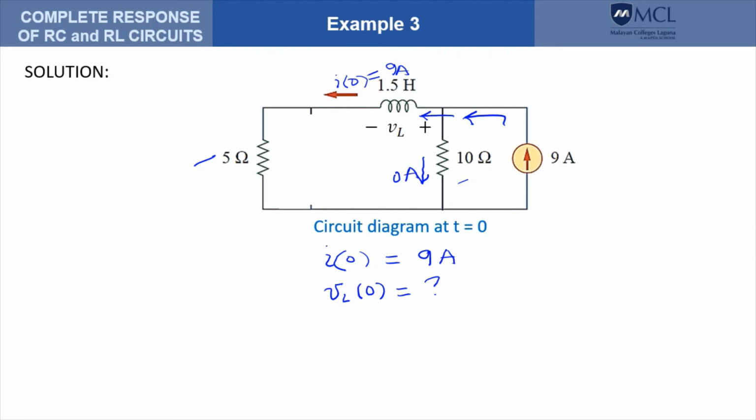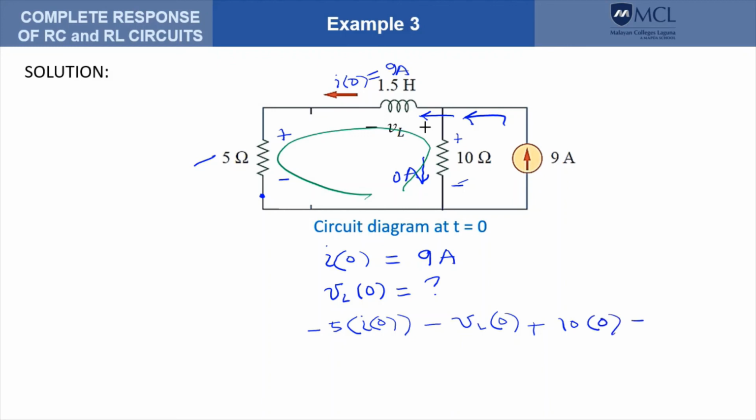So to solve for V sub L at t equals 0, we can perform a KVL around this loop. The polarity across the 5 ohms is plus here, minus there. For the 10 ohms, it is plus here, minus there. So starting from here, it will be minus 5 times I at t equals 0, minus V sub L at t equals 0, plus 10 times the current through the 10 ohms, which is 0, equals 0.